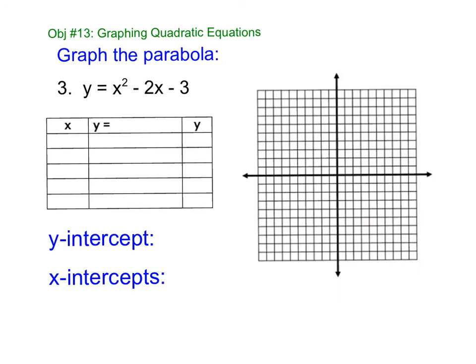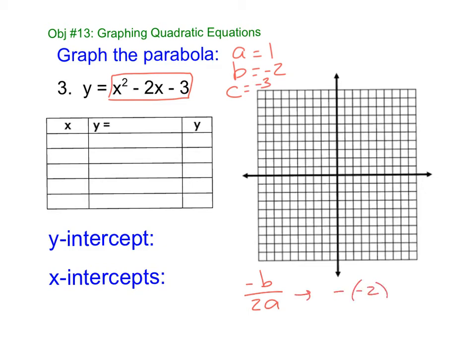Okay, so whenever we graph a parabola, the very first thing we do is negative b over 2a. So I'm going to look at my formula. What's my b value? A is 1, b is negative 2, and c is negative 3. So I've got negative negative 2 over 2a. So we get 2 over 2, which is just 1.